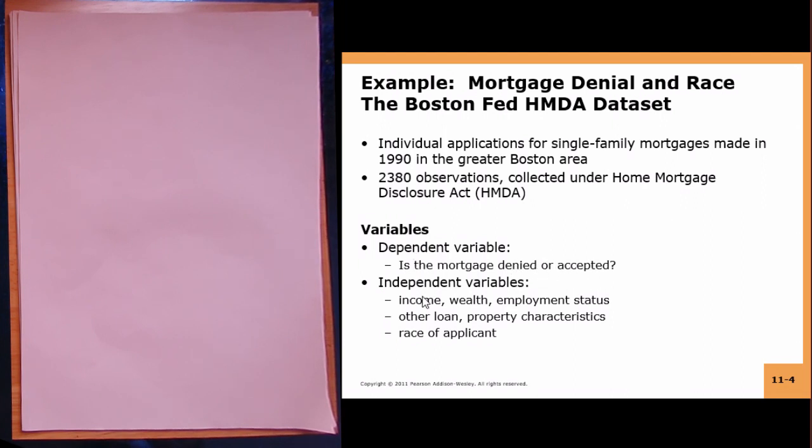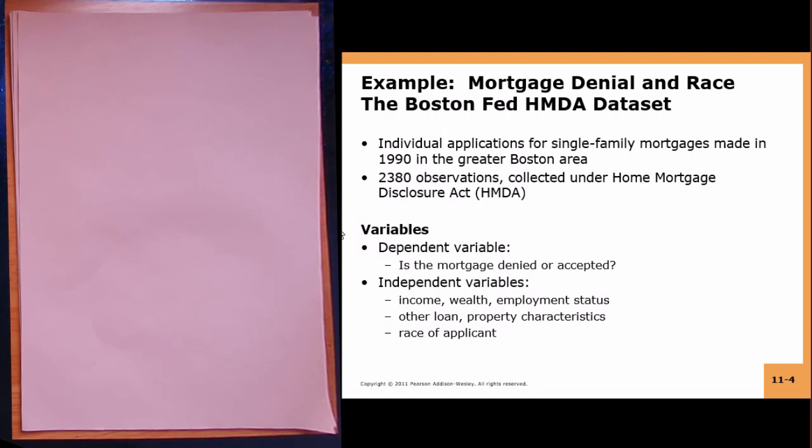What are your dependent variables? Is the mortgage denied or accepted? And the independent variables are things like the income, wealth, and employment status of the applicant and other loan property characteristics. What other loans have they taken? What is the value of the property that they have put up for security? And also things like what is the race of the applicant, whether they are white, black, Hispanic, or some other race. So all of these factors may affect the denial or the acceptance of their mortgage application. This is the particular example we will look at.